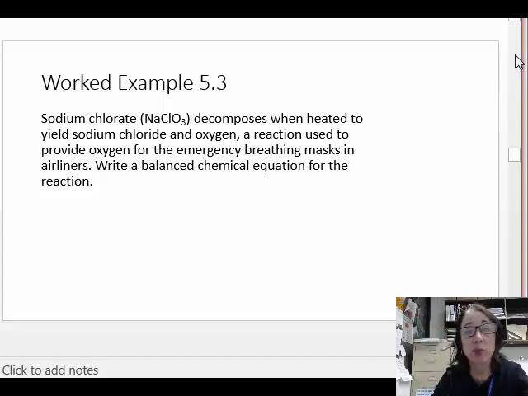Worked example 5.3 states that sodium chlorate, NaClO3, decomposes when heated to yield sodium chloride and oxygen, a reaction used to provide oxygen for the emergency breathing masks in airliners. Write a balanced chemical equation for this reaction. Pause the video to see if you can do this.